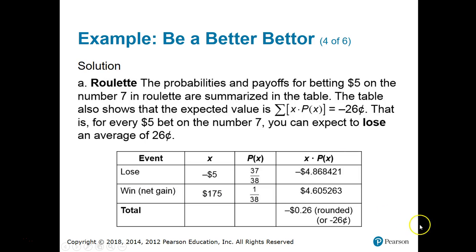Let's see that one. Well, this one's easy. Roulette. Event: you lose or you win. You lose $5 or you gain 175. Probability here is 37 over 38. Probability here is 1 over 38. This is what you lose. This is what you win. Add the two together. This is your expected outcome. You expect to lose 26 cents each time. Now, that's an average. That's not for a single roll. So understand that you will not lose 26 cents for a roll, but on average, you should lose 26 cents per roll for the roulette wheel.